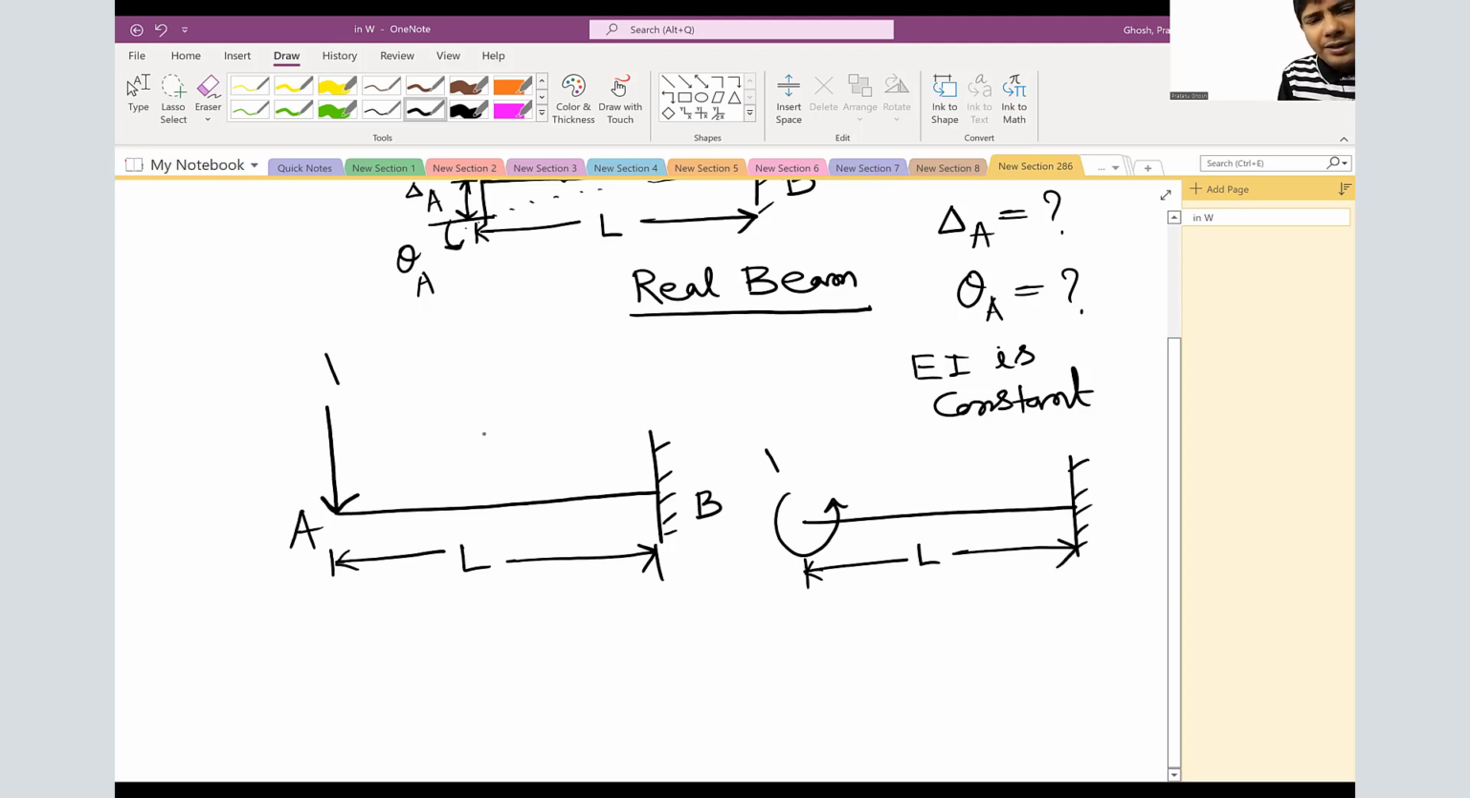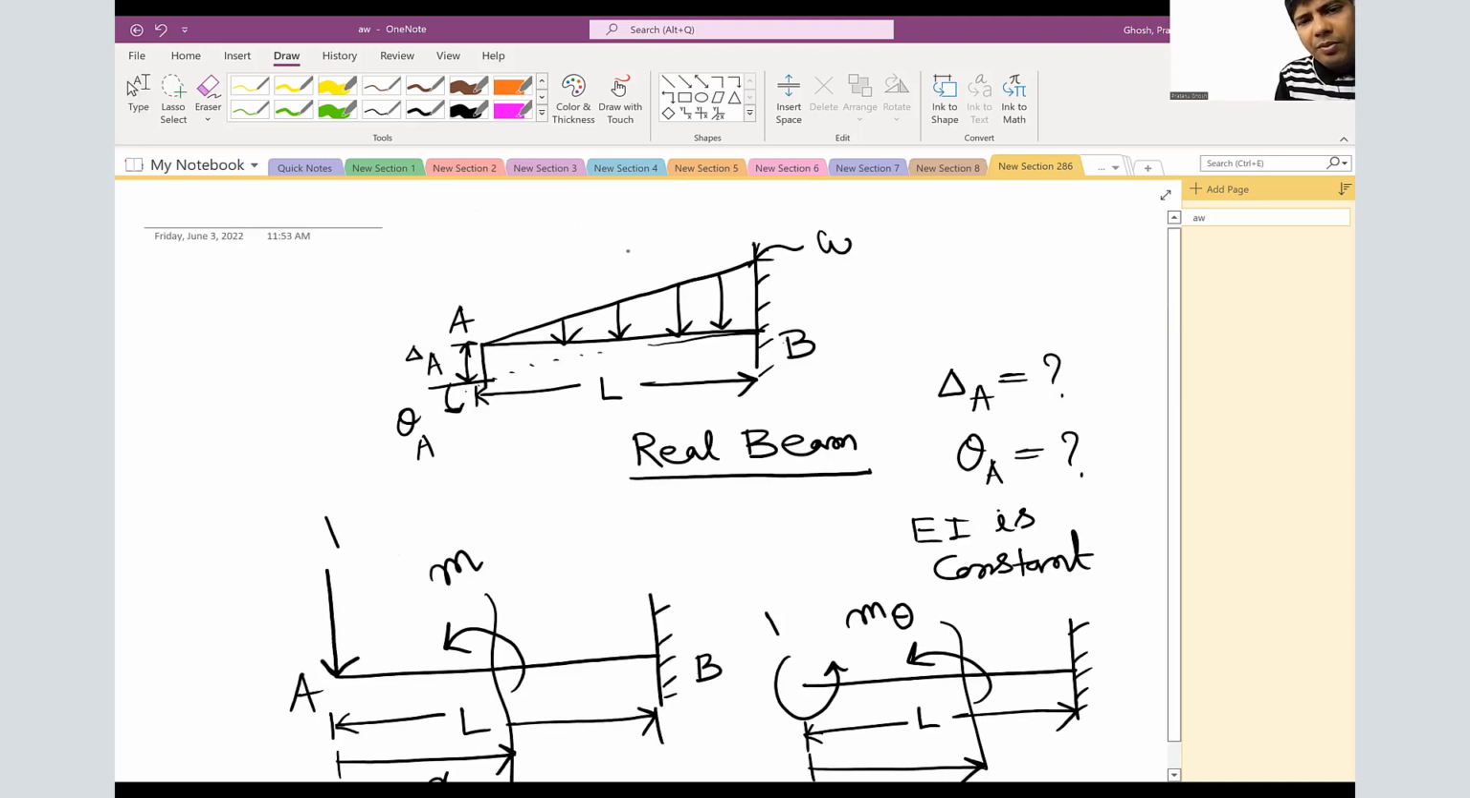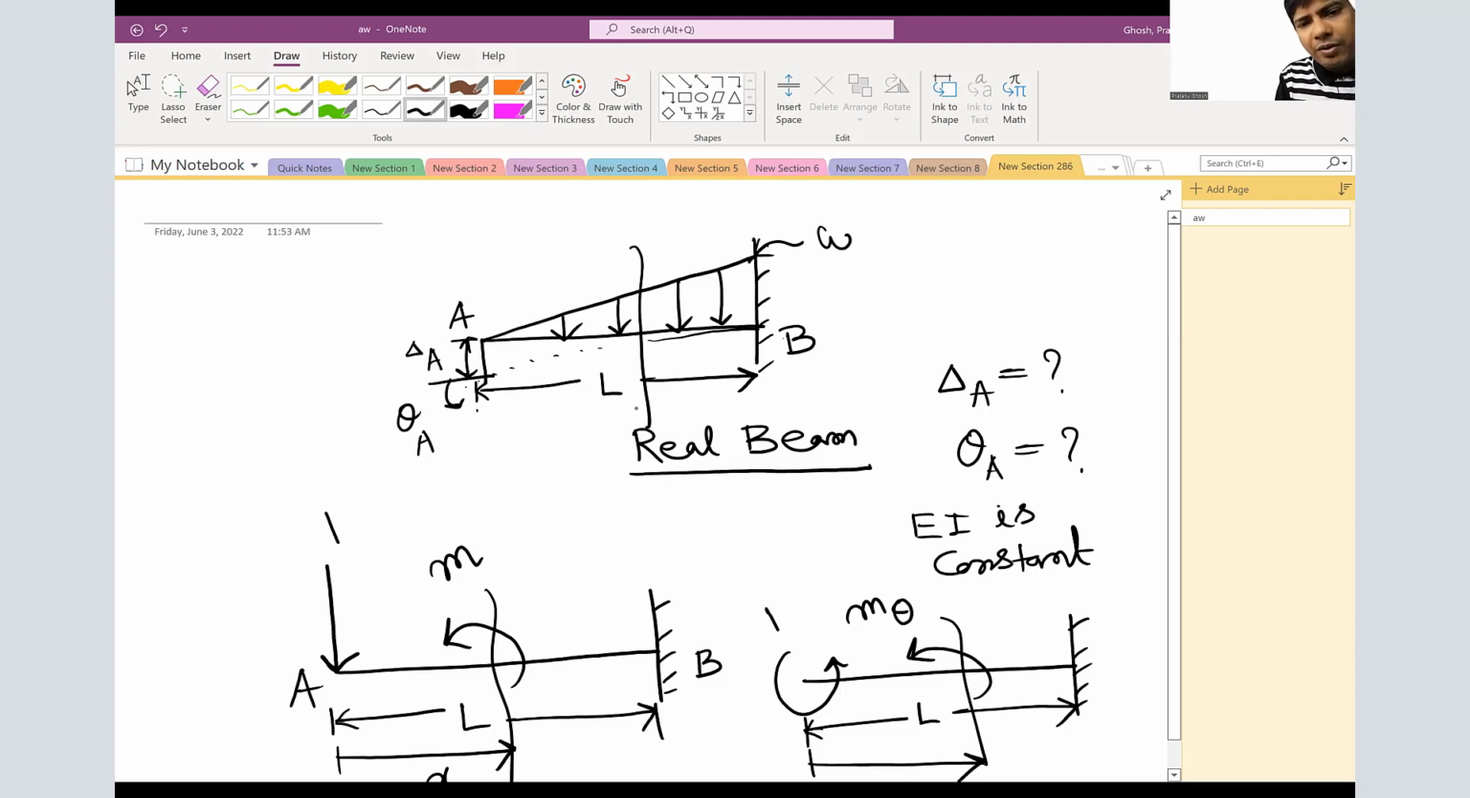So we'll cut at a distance x. We'll get our virtual moment. One of them will be just small m. The other one, same at a distance x, same way of cutting, the same direction, is M sub theta. And the same thing we need to follow in the real beam. We'll cut at a distance x to find out our real moment.